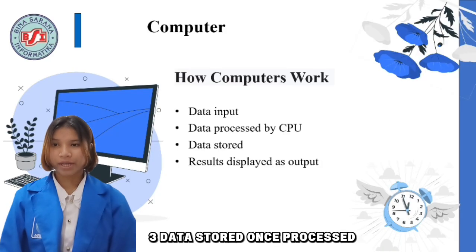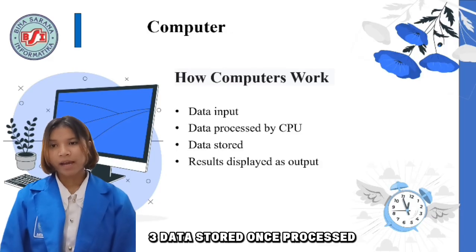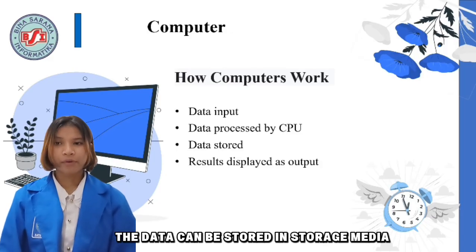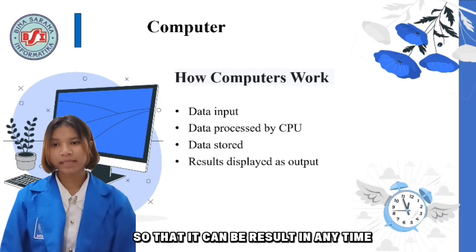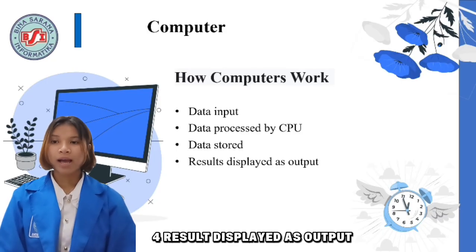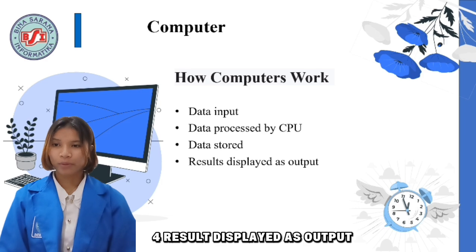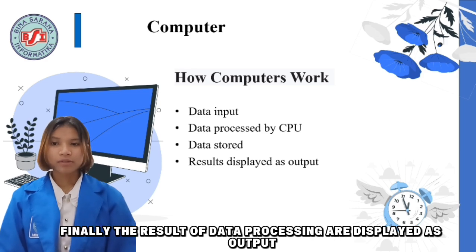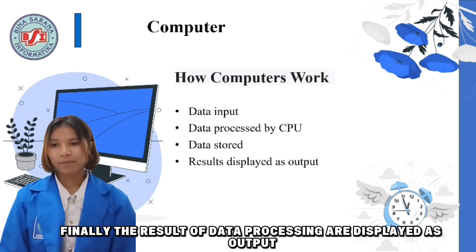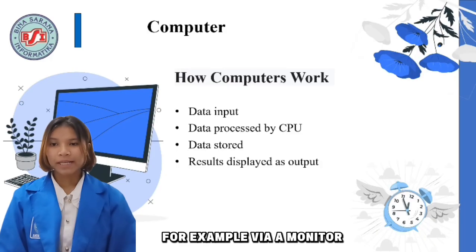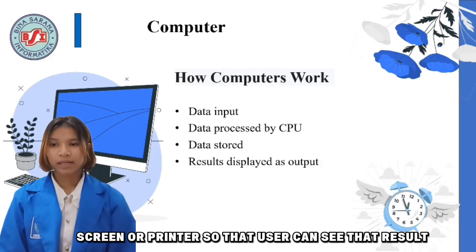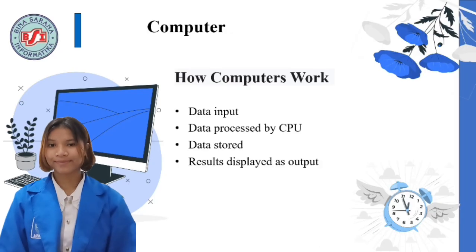3. Data storage. Once processed, the data can be stored in storage media so that it can be accessed at any time. 4. Result displayed as output. Finally, the results of data processing are displayed as output, for example via a monitor screen or printer, so that the user can see the result.